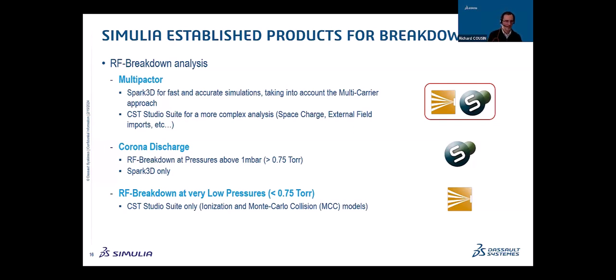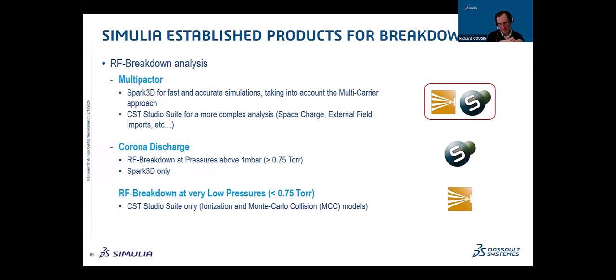On the other hand, if you have an RF breakdown that you would like to consider at a lower pressure, which means below 0.75 torr, then in this case CST Studio Suite and the ES-PIC solver are still suited for this, because we have the ionization and Monte Carlo collision models included in our models to do this kind of simulation.